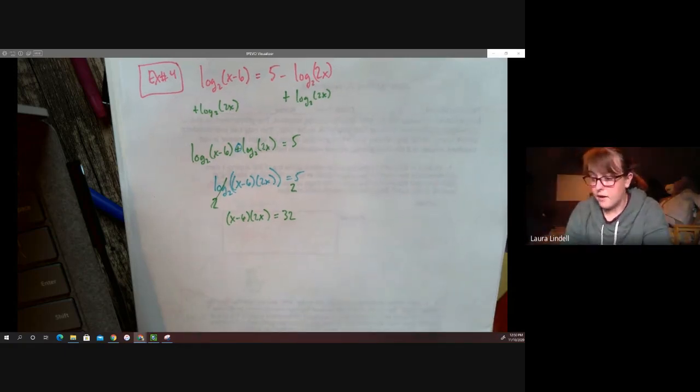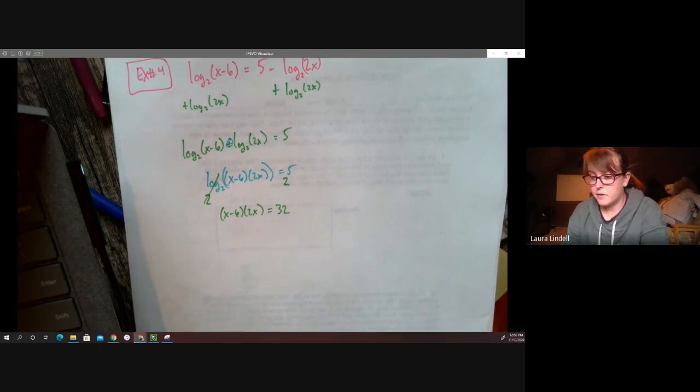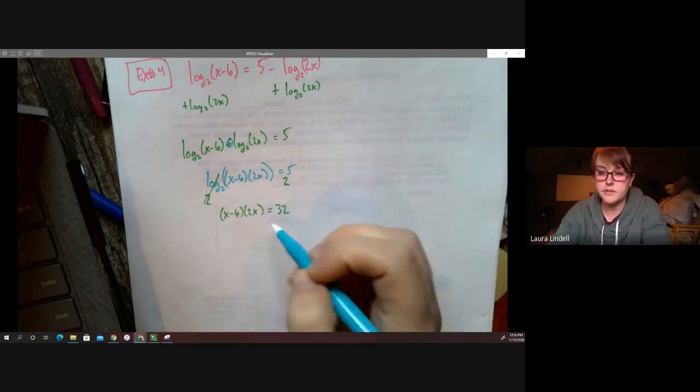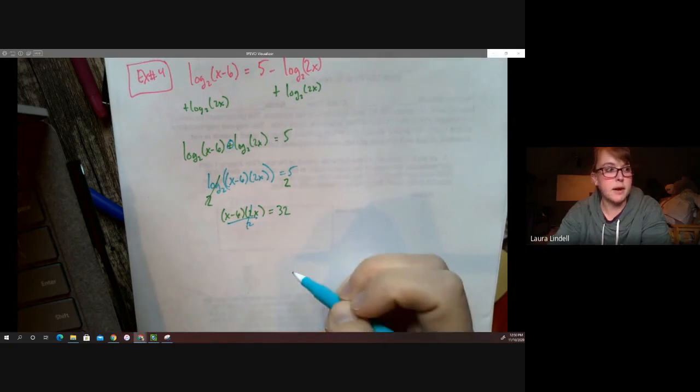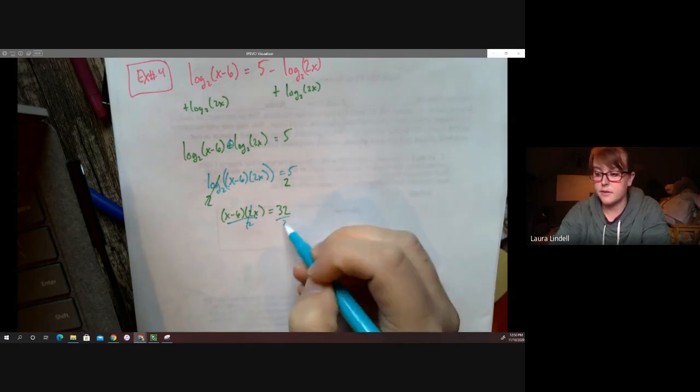Then there's a couple different ways you can go about this. Personally, what I would do real quick, noticing that there's a 2 here, is divide both sides by 2, just to make this side as simple as possible before I do anything else.